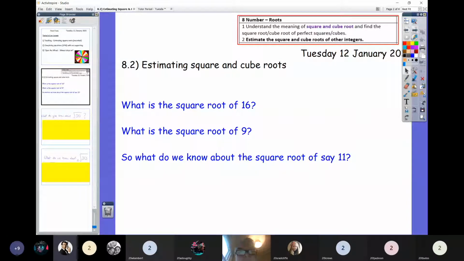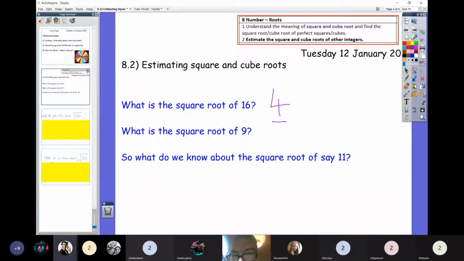So what is the square root of 16? This is what we were doing yesterday. What number times itself is 16? That is 4, because 4 times 4 is 16. So there's a bit of a lag, but you see that 4 coming through, good. And similarly, what is the square root of 9? Well, the square root of 9 is 3. So that's what we did yesterday, because 3 3s are 9.